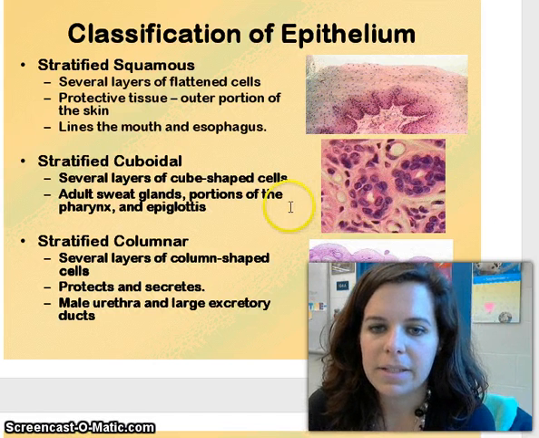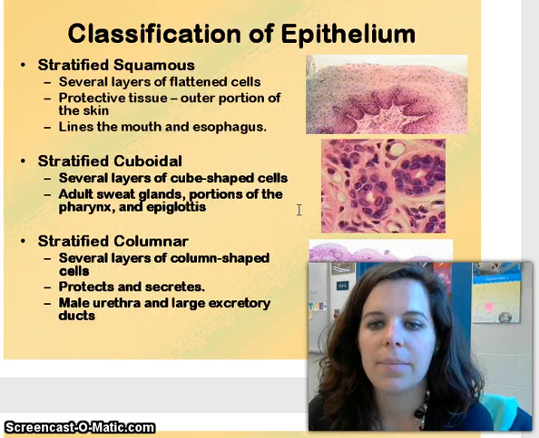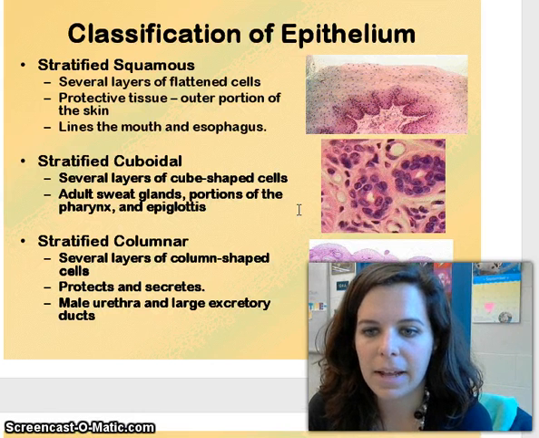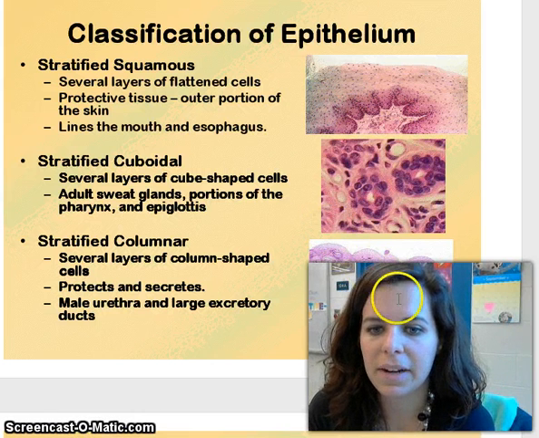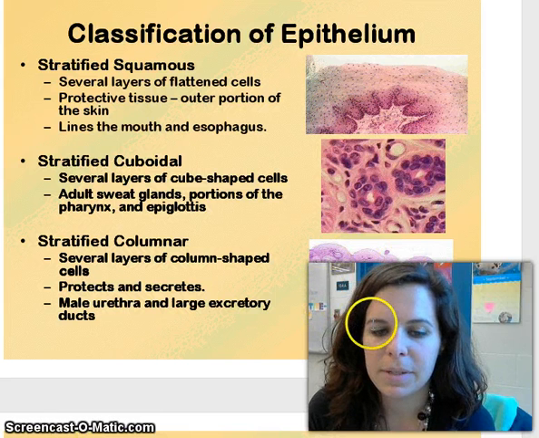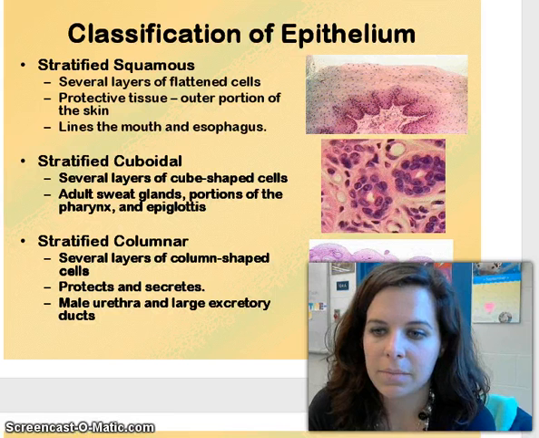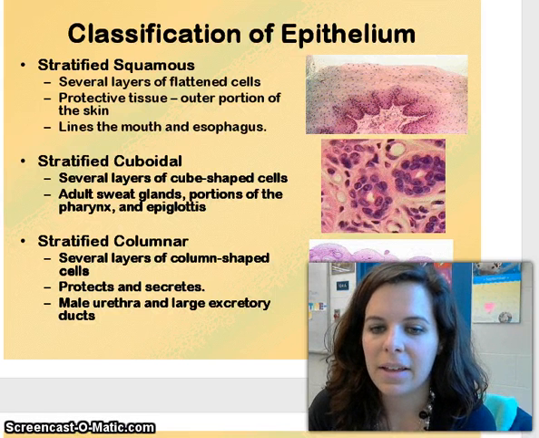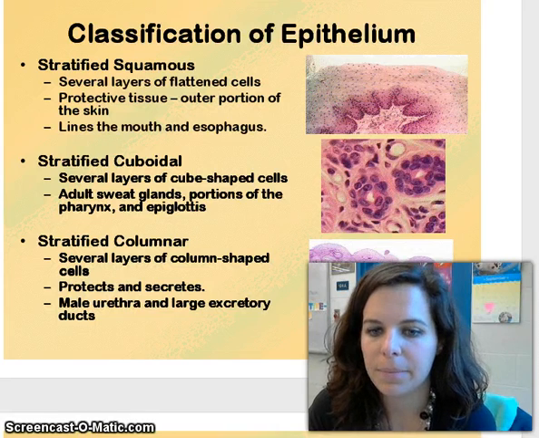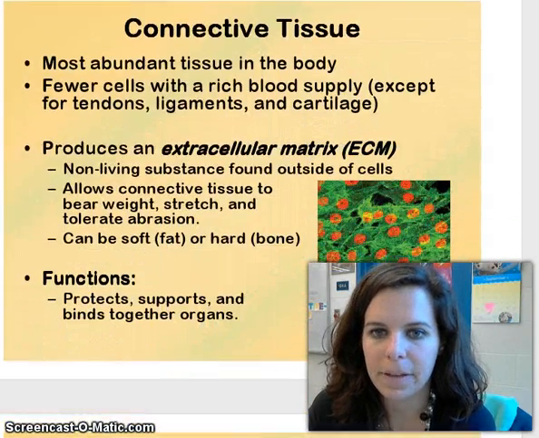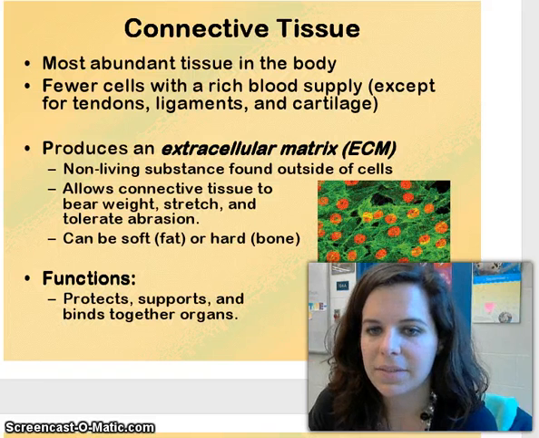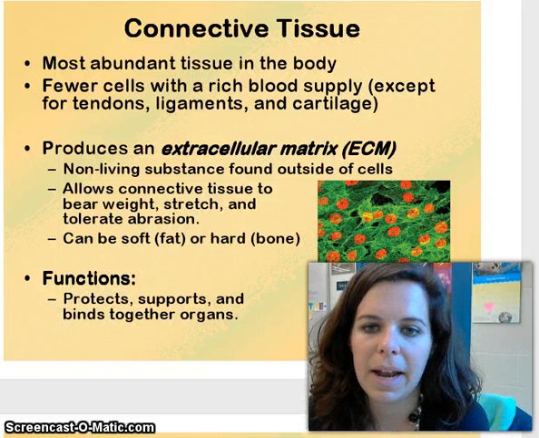Stratified cuboidal is found in the sweat glands, the pharynx, and the epiglottis. And then stratified columnar is going to protect and secrete, and it's found in the urethra, the tube used to pee in the man, and anything that is a large duct that excretes something. So that's epithelial tissue. Connective tissue is the most abundant tissue in the body.